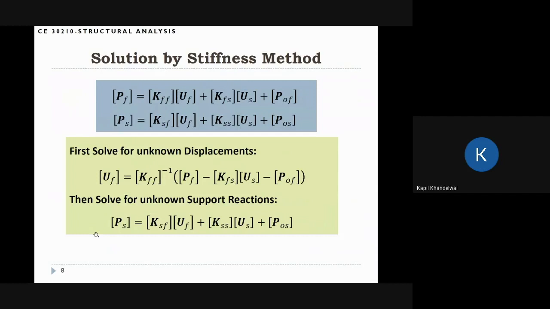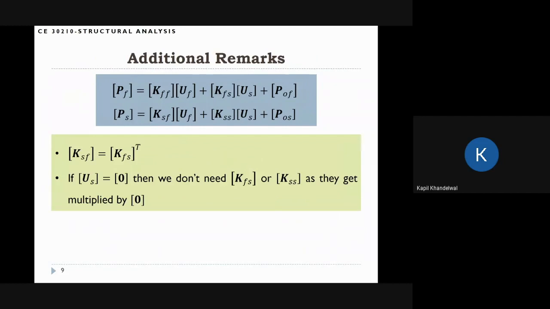Some important remarks that I would like to add. One important thing is to realize that because of the symmetry of the stiffness matrix, KSF is equal to KFS transpose. So this portion is a transpose of this portion. And another important thing is sometimes US is 0, or all the supported degrees of freedom are 0.